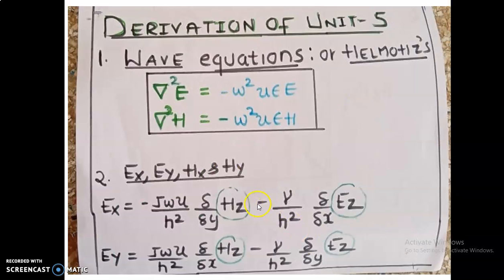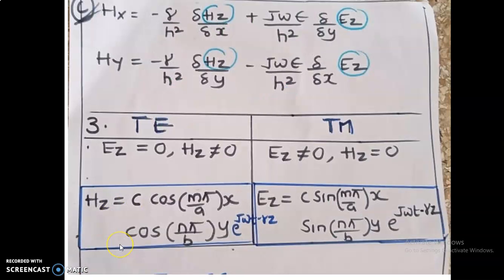Next I want to give a clear introduction to the derivation part. The question is, sir, how many derivations do we have to do? Obviously the same topic I want to repeat: wave equations or the Helmholtz equation you have to derive first. Once the derivation is clear, then only can you find Ex, Ey, Hx, Hy. Now let us say that you have derived and you got Ex, Ey, then Hx, Hy.